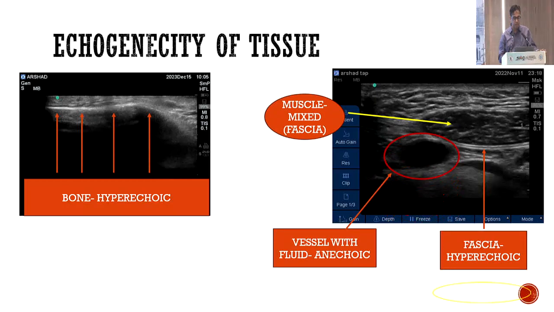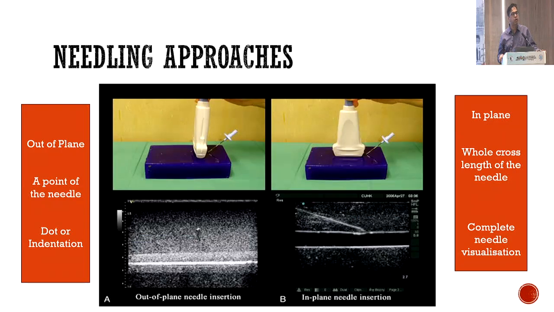Now, when we know this, there are two types of needling approaches: one called the in-plane approach, and one called the out-of-plane approach. When we go out of plane, we can only see a point of intersection of the needle which is coming on the path of the sound waves. So you might be able to look only at an indentation or a point of the needle. Or if you're going in-plane, then you will be able to see the whole length of it. We will come across these techniques soon in the next presentation.